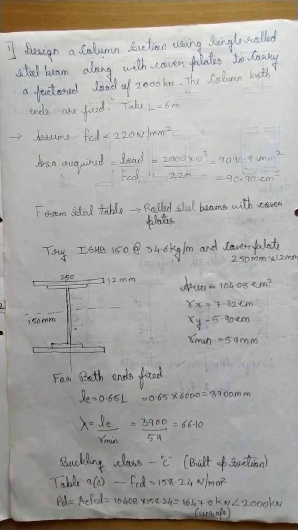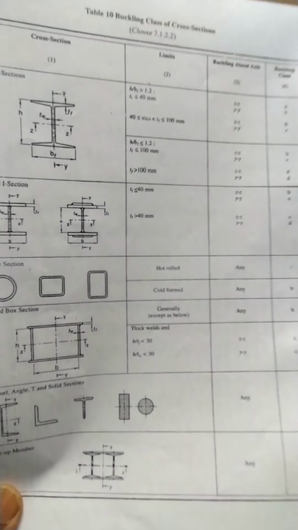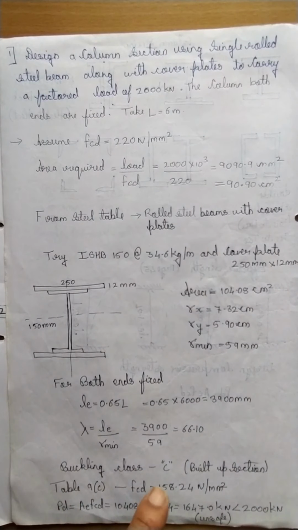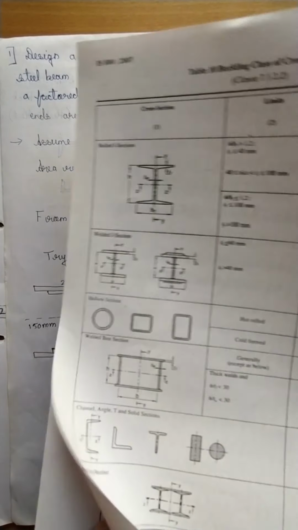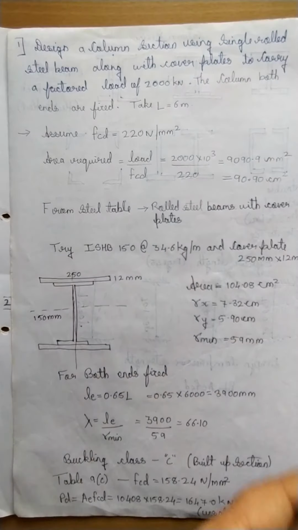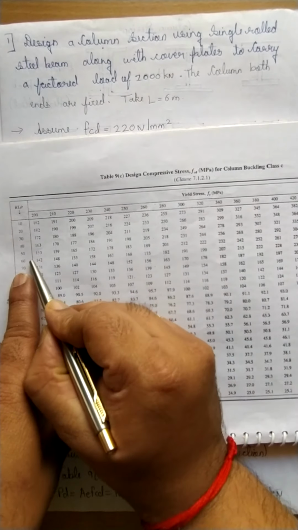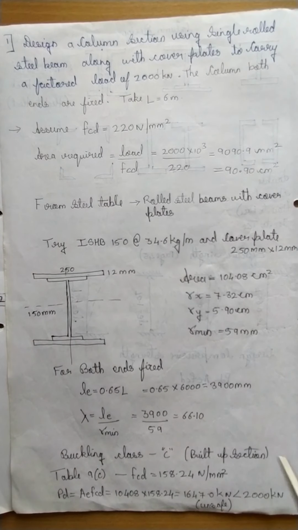Now if you see Table number 10, this is a built up section. A built up member comes under buckling class C. So the section is buckling class C as a built up section, and the lambda value is 66.10. We have to go to Table 9C, and for f_y equal to 250 and lambda equal to 66.1, between 60 and 70, the value is between 183 and 168. After interpolating we got the value as 158.24.